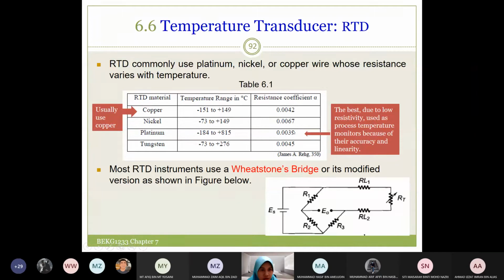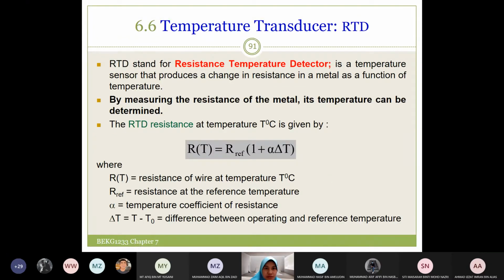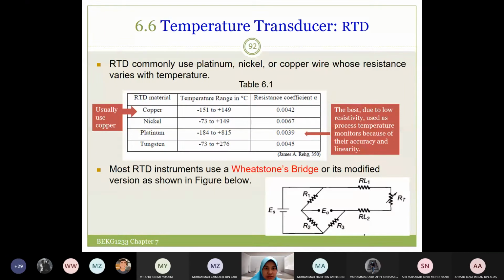Most RTD instruments use a Wheatstone bridge or its modified version as shown in the figure below. So we have learned about Wheatstone bridge. Wheatstone bridge measures resistance. Okay, so they have 4 arms here, to detect the small variations in resistance of the RTD.